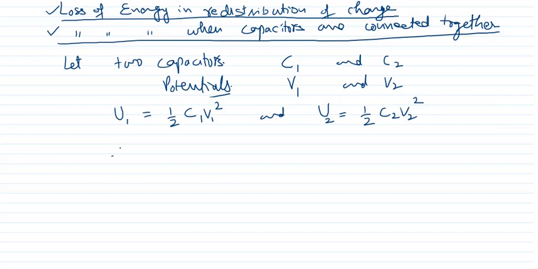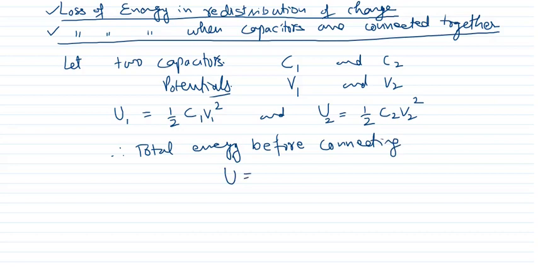Now therefore total energy before connecting will be equal to U1 plus U2, that is equal to 1 by 2 C1 V1 square plus 1 by 2 C2 V2 square. This is equation number 1.